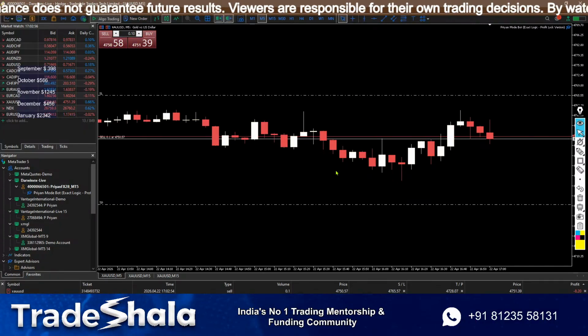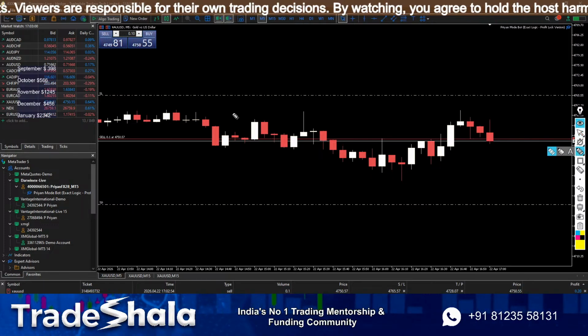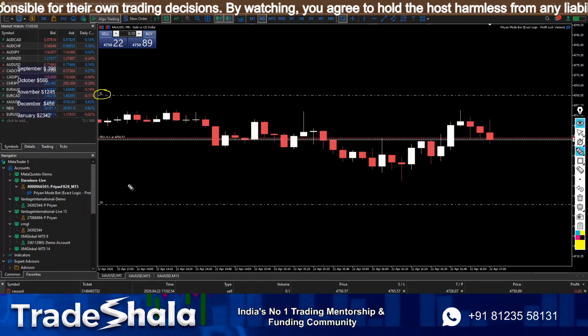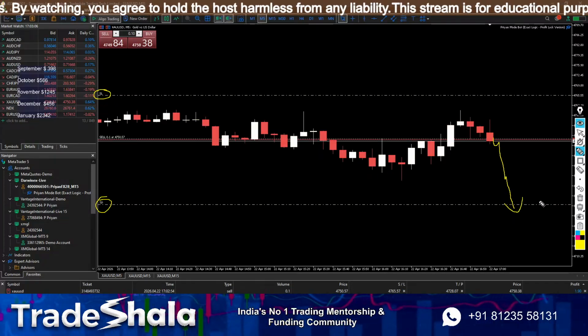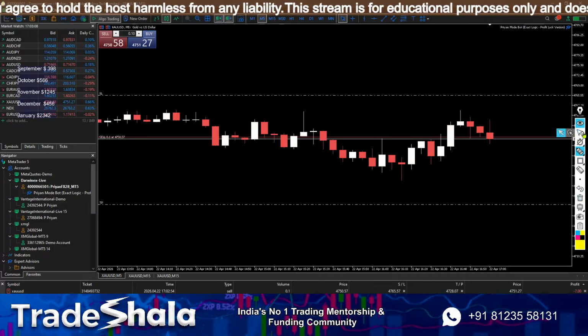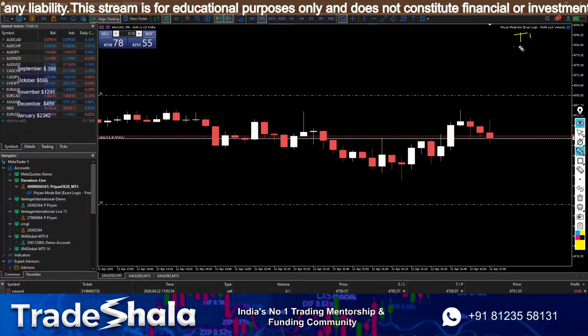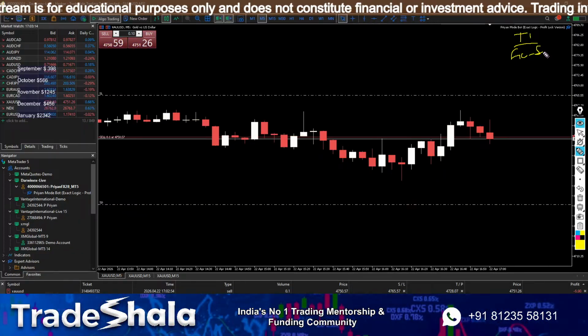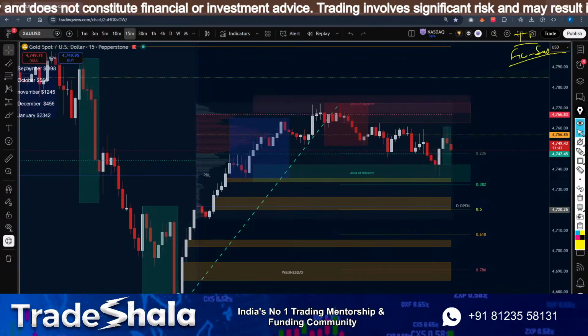Okay, I've sold. My SL is over here, my TP is over here. I'm expecting this to come and break this and go even lower. This is currently the first trade we are taking, guys. This is trade number 1, gold sell. This is what we are currently doing.